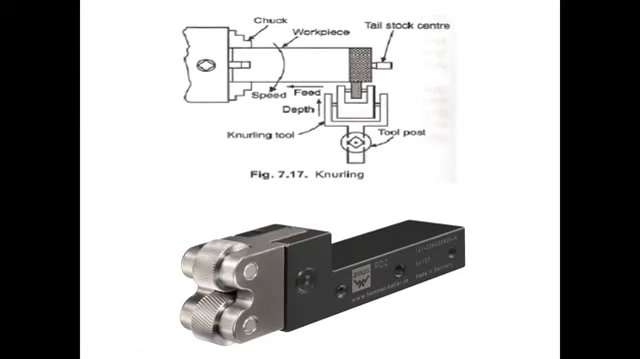So this is the actual 3D diagram of the knurling tool and a schematic sketch. The feed direction and the depth are given. So the feed is the movement of the cutting tool parallel to the axis and the depth is given by using the cross slide. If the workpiece is large, we can provide support by using the tailstock.